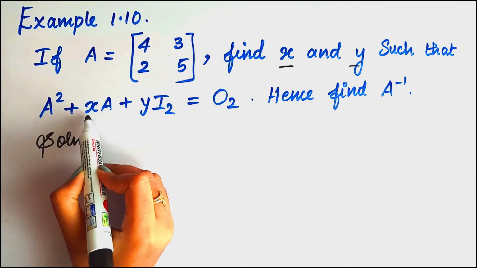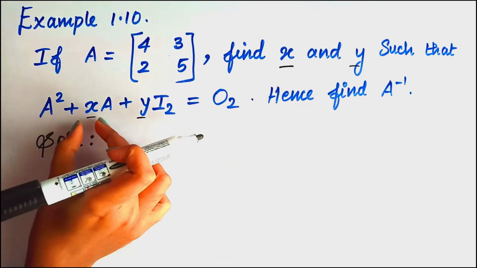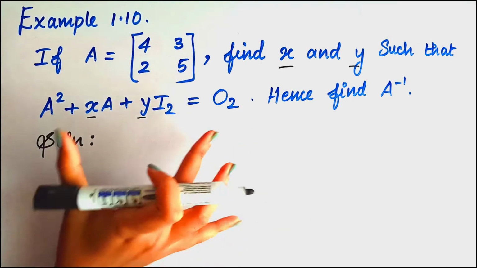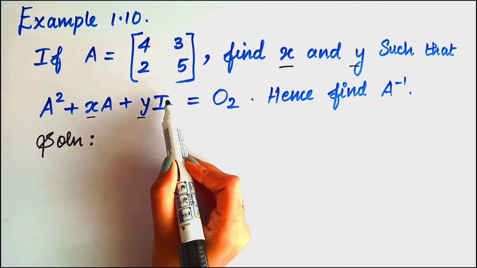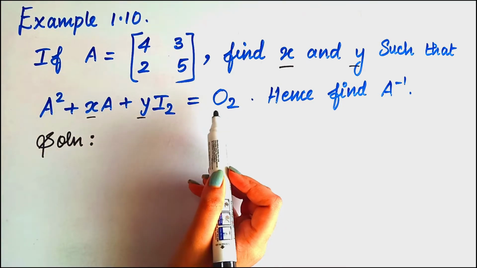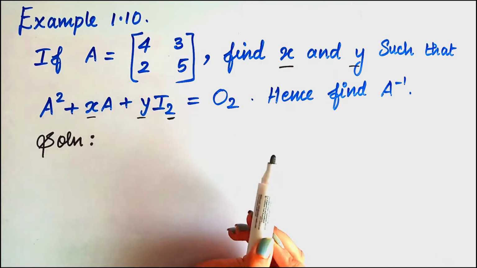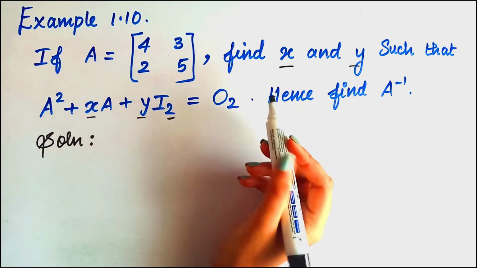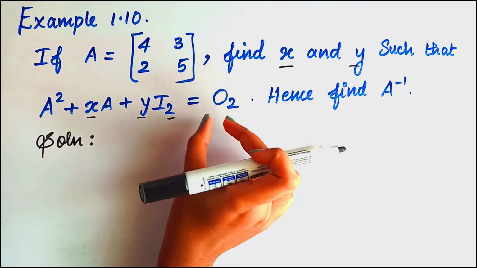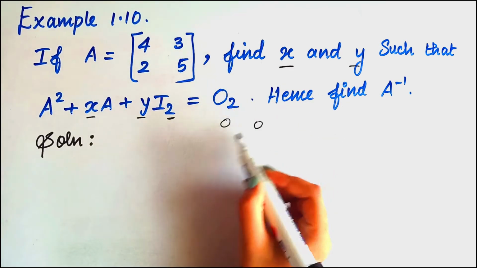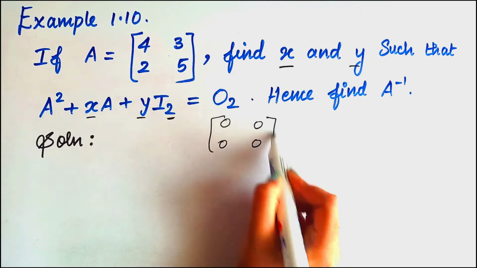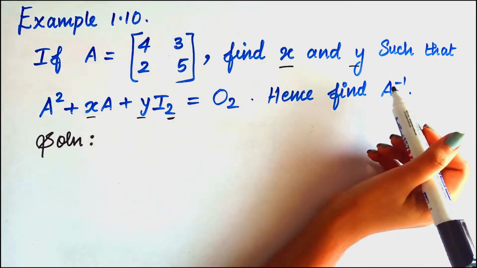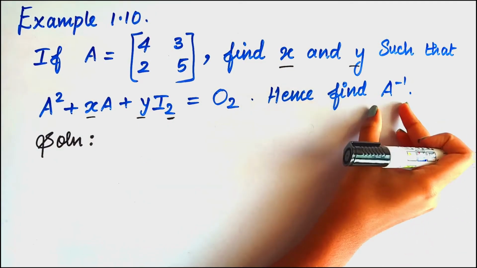So in the equation there is x and there is y, so we have to find the value of x and y. Okay, so they have given an equation here. Here I2 means we have to write the identity matrix in the form of 2 cross 2 matrices. And O2 is nothing but the zero matrix, which must be a 2 cross 2 matrix full of zeros. And then we have to also find the value of A inverse.